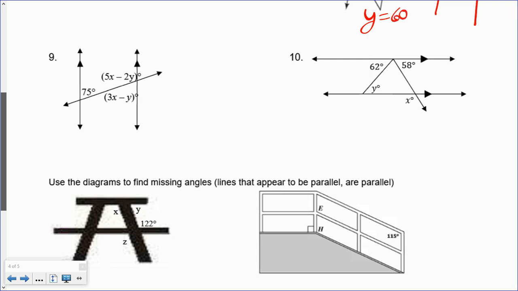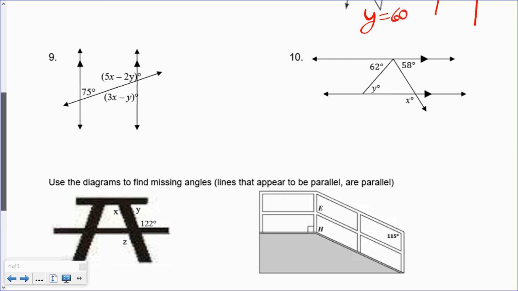You guys need to be able to look at something and know whether to use systems or not. What is special about this one that indicates you have to use a system? Two variables in one label here for the angle. So you guys can use whatever angle relationship you see first.